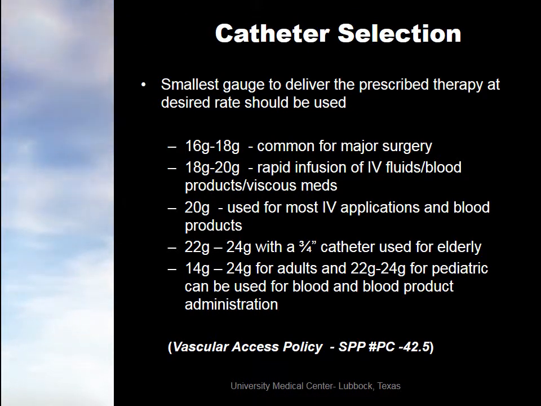A 14 gauge through 24 gauge for adults and 22 to 24 gauge for pediatric can be used for blood and blood product administration. This is according to the Vascular Access Policy, Patient Care 42.5.